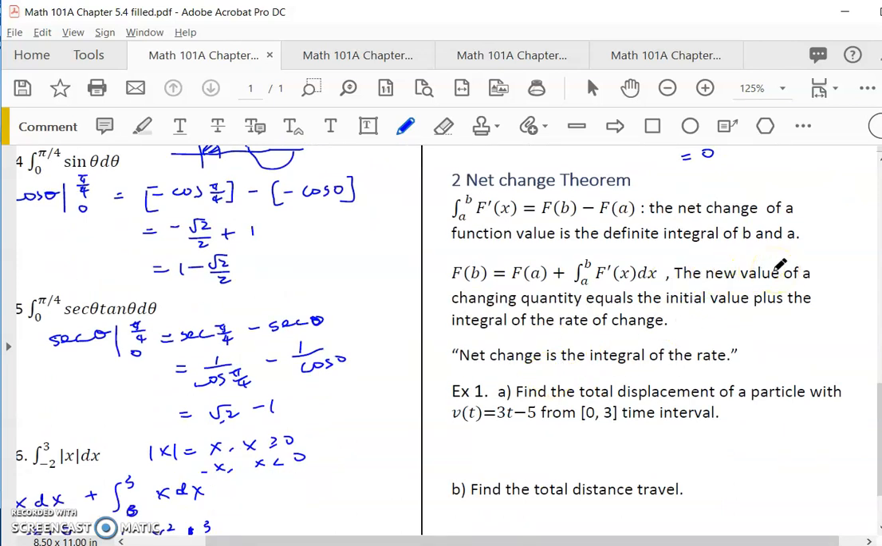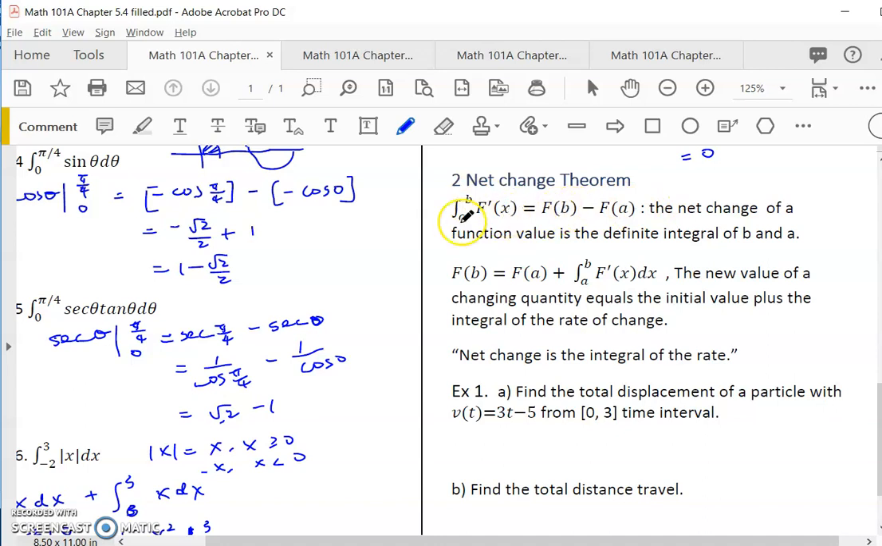Some basic integrals and indefinite integrals. The second part is the net change theorem. So this is the formula. The formula for the fundamental theorem of calculus says that if I want to do the integral from a to b of f of x, I would take the antiderivative at b minus the antiderivative at a.